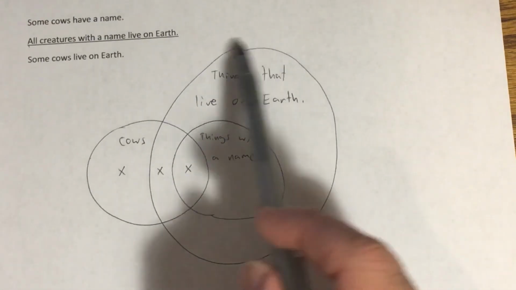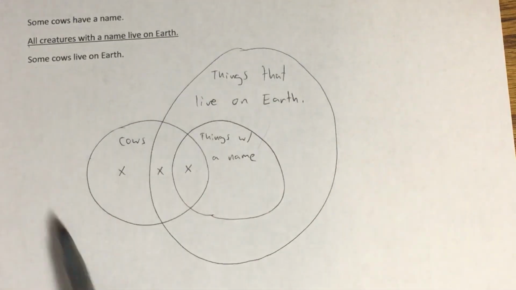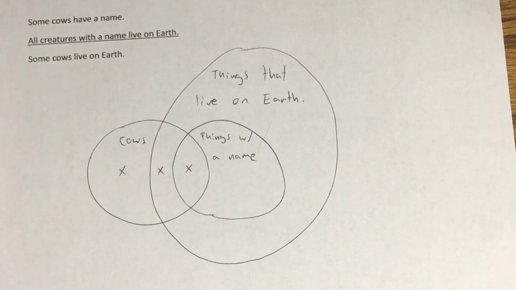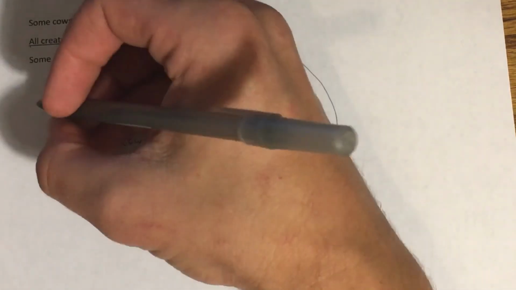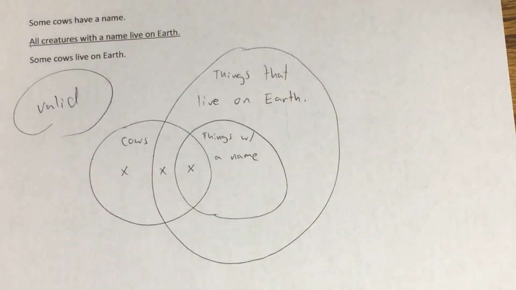Even if I did the circle of things that live on Earth contain both of these circles, you should see that the conclusion is still true. So no matter how I draw this diagram, I have a true conclusion following from these two premises. Another valid argument. Okay, that's going to wrap up this section for us.